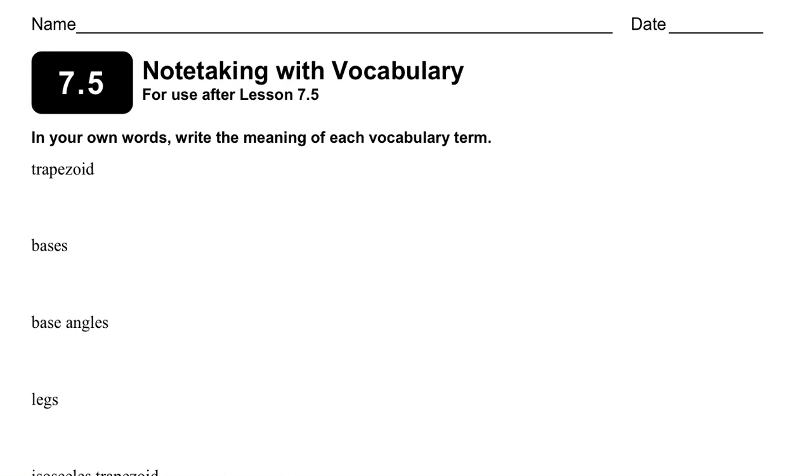Hey everyone, welcome back. We have our 7.5 notes today, and we're finishing up our unit on quadrilaterals, and we are doing properties of trapezoids and kites. So let's talk about definitions here. We have quite a few we need to go over.